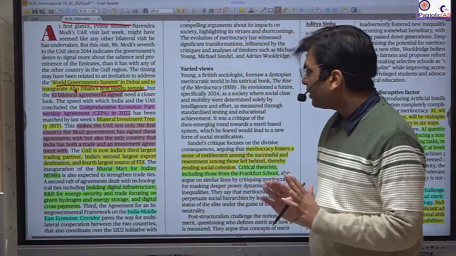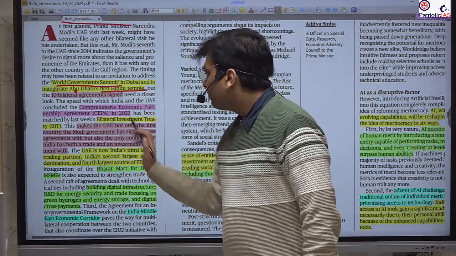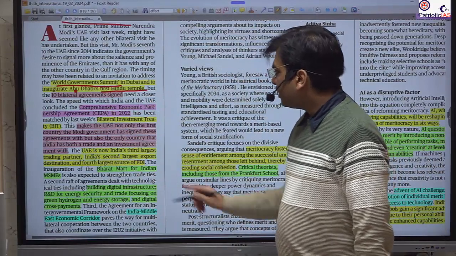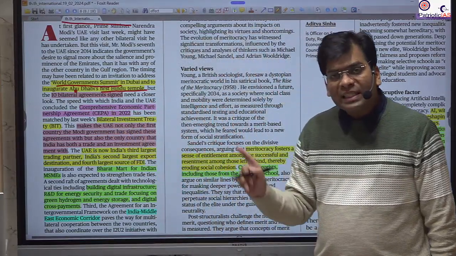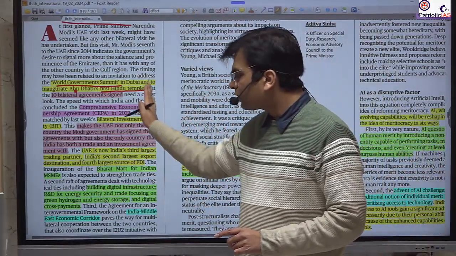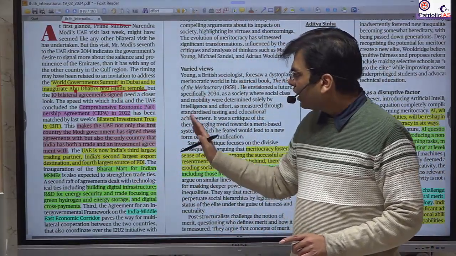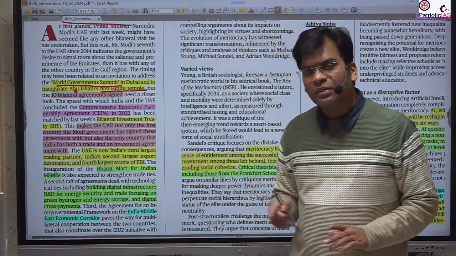Now we have completed 1 year. Besides this comprehensive economic partnership agreement, we have also completed the bilateral investment treaty. Under this Modi government, this is the first country where we have signed both a free trade agreement as well as a bilateral investment treaty.